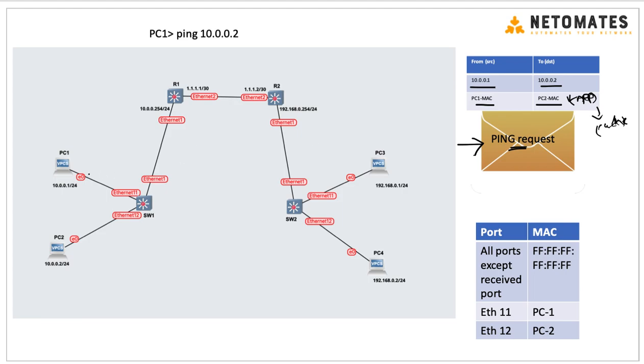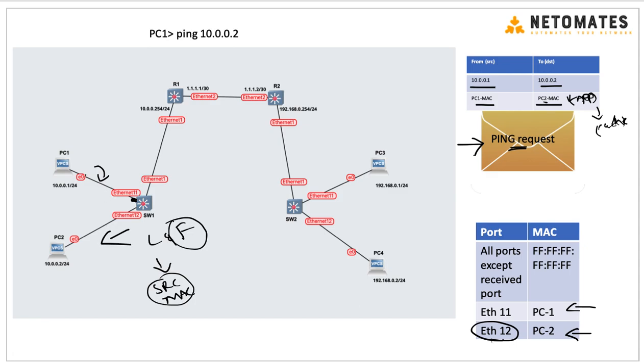Now this ping request packet will come on this link and reach the switch. What will the switch do? Learning and forwarding. Is there something new to learn? No, because this particular PC1 MAC address already has an entry, so it won't update anything here. Next, forwarding. The destination MAC address is PC2, so it will check its MAC address table, and PC2 is behind Ethernet 12. So it will send it this way, and now the ping request is received by PC2.